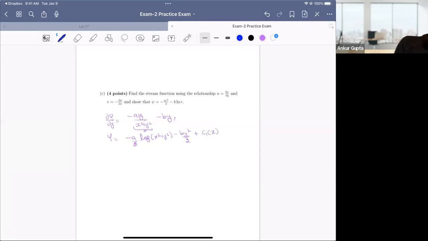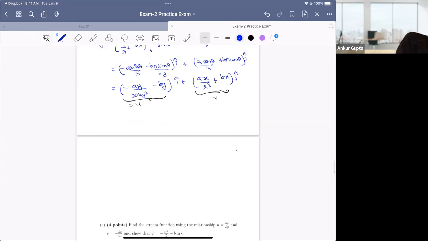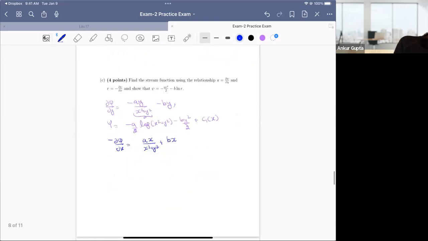Similarly, I also have minus del psi by del x equal to ax by (x square plus y square) plus bx, I believe that was yes. And this is x square plus y square, to keep it consistent with x and y. So similarly, if I do this, I'll get psi is minus a by 2 log of (x square plus y square) minus bx square by 2 plus c2 of y.